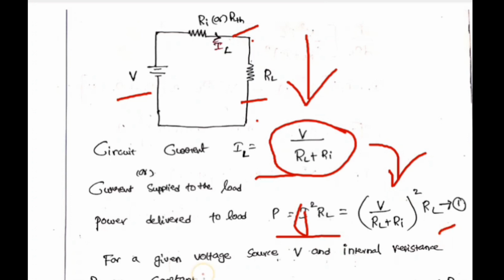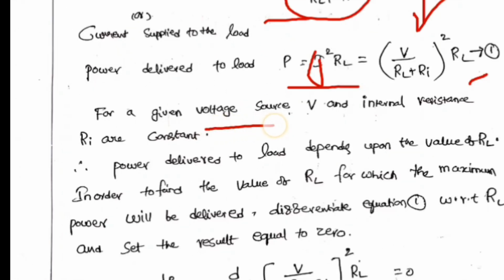For a given voltage source V, the internal resistance will be constant. Whatever be the voltage source we have, the internal resistance will be constant. Therefore, in this circuit, V and Ri are constant. The only thing is the load resistance can vary.